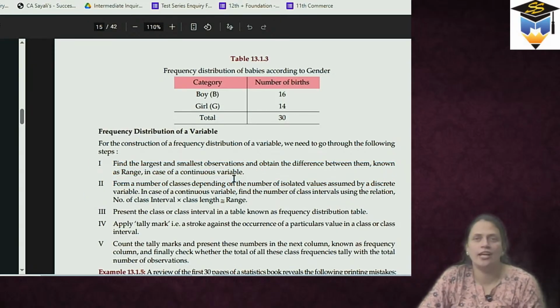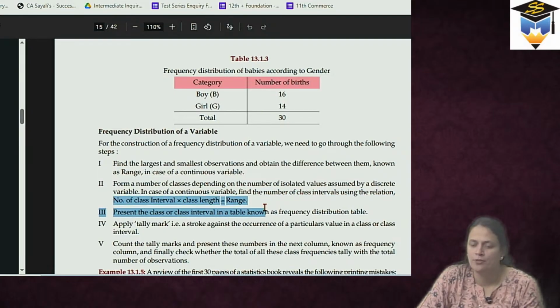First is range. Range is equal to largest observation minus smallest observation. और रेंज कैन ऑल्सो बी गिवन बाय अ फॉर्मूला: नंबर ऑफ क्लास इंटरवल्स यहाँ पे दिया है, नंबर ऑफ क्लास इंटरवल्स इनटू क्लास लेंथ, number of class interval into class length, which is again equal to range.